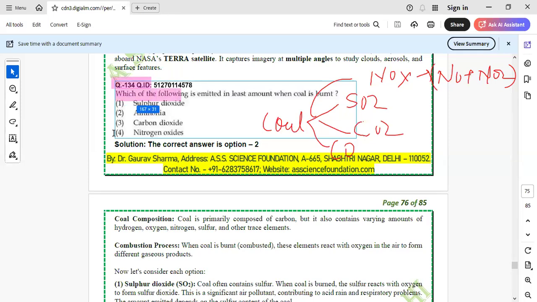So they ask which of the following is emitted in least amount when the coal is burned. So the correct answer here is ammonia. So the correct answer is 2, because ammonia will be least or not significant. Ammonia will be least, right? So that will be the correct answer, ammonia will be least, the rest of the gases can be more. So that's why we have chosen the correct option as ammonia for 134.